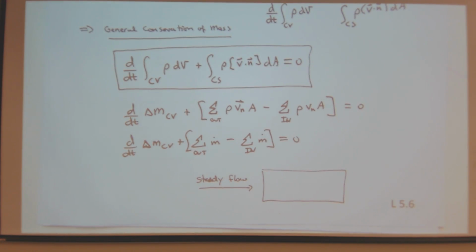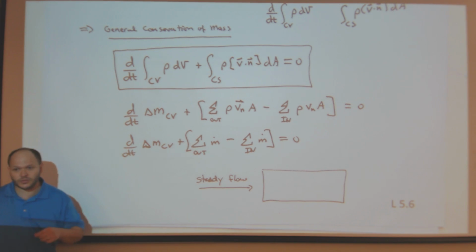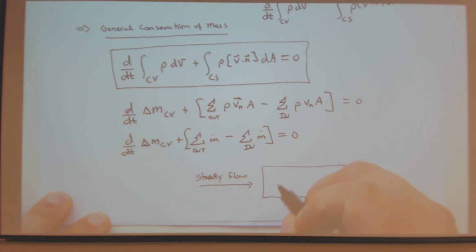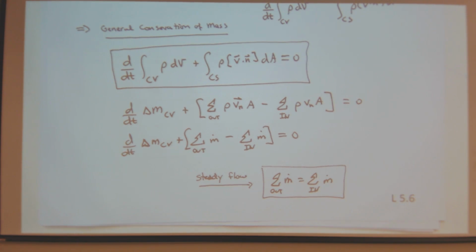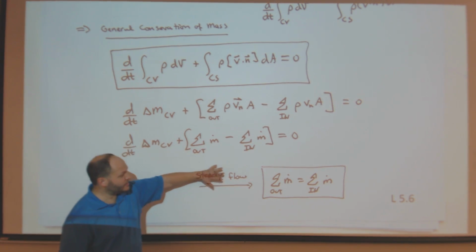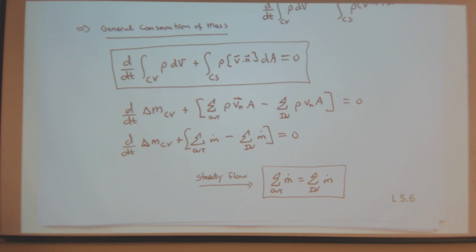So, just one question. For steady flow, what is this reduced to? 0. Well, it's already, so for steady flow, this is 0. So I have the sum of out m dot equals the sum of in. This isn't changing in time. So I did a lot of this stuff mainly just to get you guys thinking about calculus again.